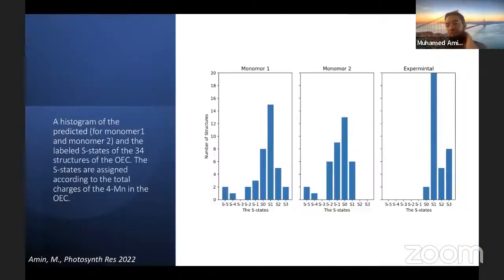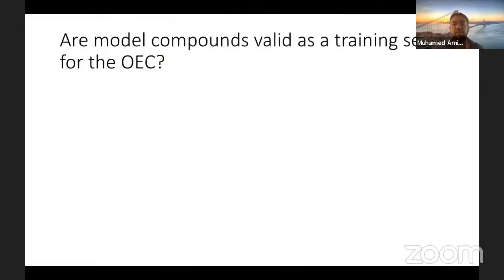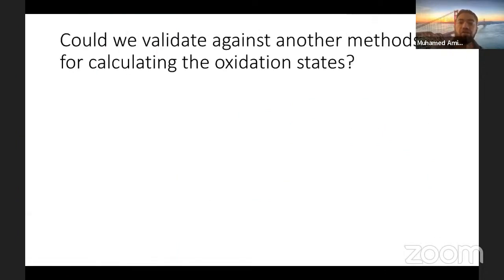So we did the prediction for all the structures in the XFEL, and as you see here, even the 2 monomers are different, and they are also different from the experiment. In the experiment, you see it's more oxidized than what we get in the machine learning prediction. The next step was really how to validate this. We had to come up with another method to do the validation.